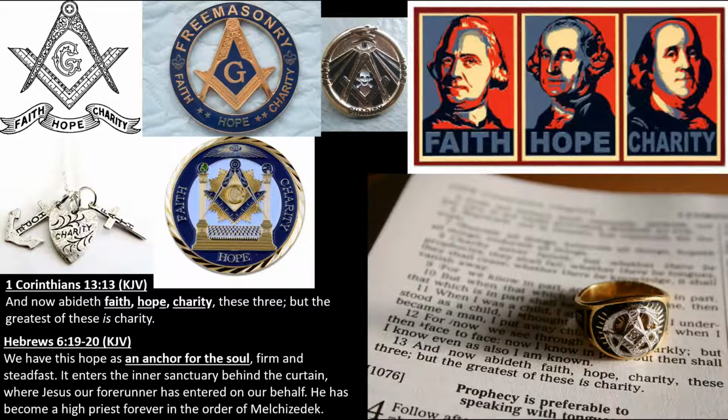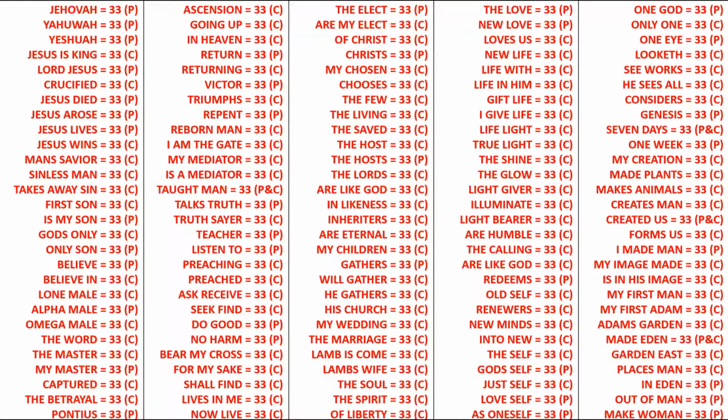More proof of this switching of contexts is evident in the adoption of certain aspects from the Bible displayed in their works, such as these: faith, hope, and charity. 1 Corinthians chapter 13 verse 13. And now abideth faith, hope, charity, these three, but the greatest of these is charity. The Masons have effectively taken the Bible as their own, in combination with the 33 numerology, have professed themselves to be the true third part, or 33%, and the rightful elect of God.